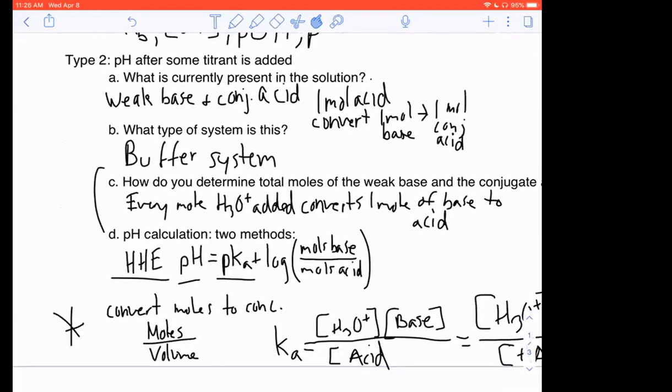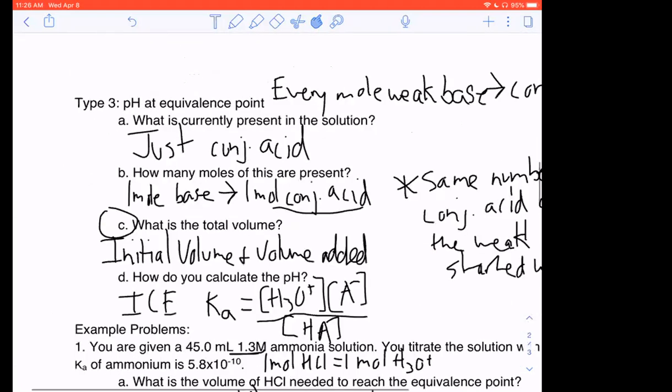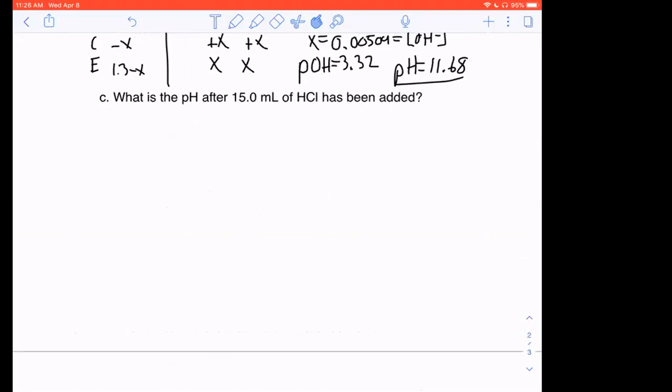At this point, what you have in solution is some of the weak base and its conjugate acid, so you have a buffer system. I'm going to show how to do this first step of the calculation, just because I think it's a little more confusing, and then I'll let you finish from there.